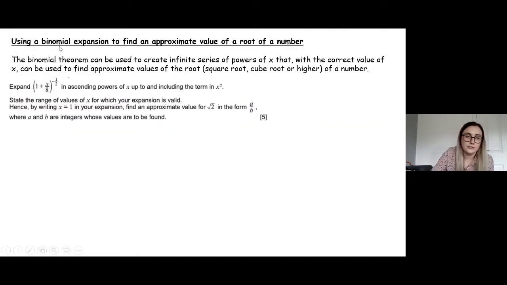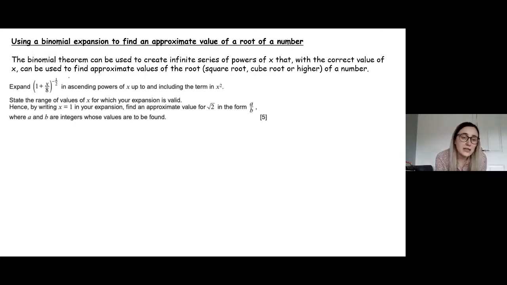Okay, using the binomial expansion this time, some of the tricky questions in the exam will ask us to find the root of a number. The binomial theorem can be used to create infinite series of powers of x that, with the correct value of x, can be used to find the approximate values of the root, square root, cube root, or higher of a number. So expand (1 plus x over 8) to the power of minus half in ascending powers of x up to and including the term x squared. State the range of values of x for which the expansion is valid.